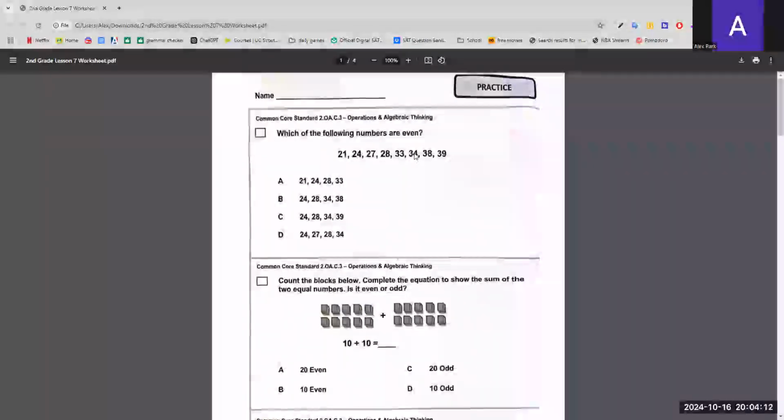Today we're going to do second grade lesson 7 worksheet. So let's start off with number 1. Which of the following numbers are even?